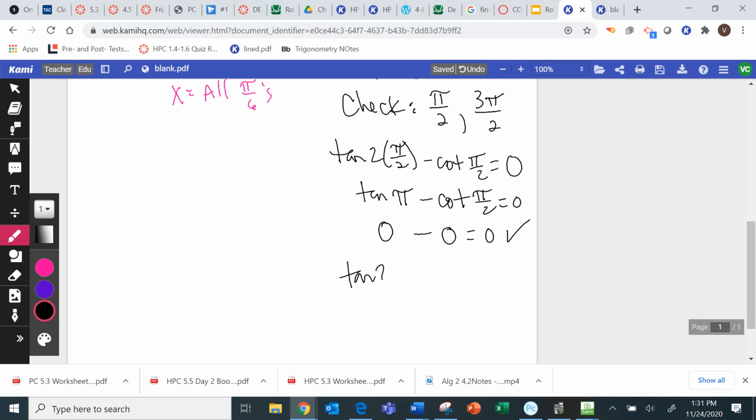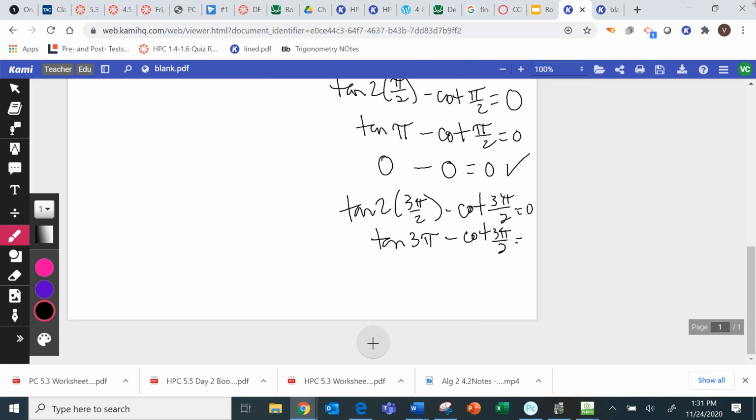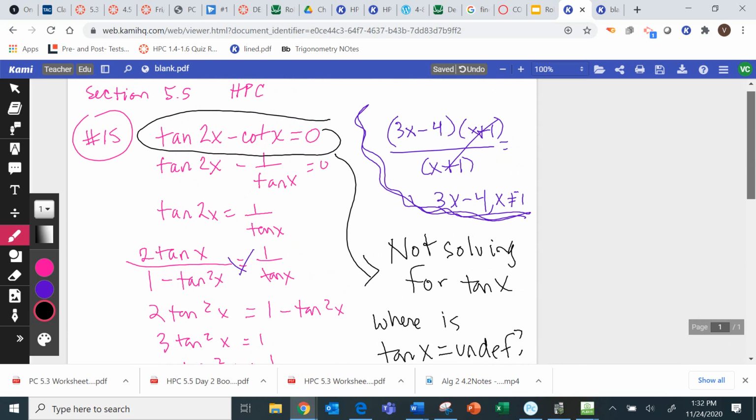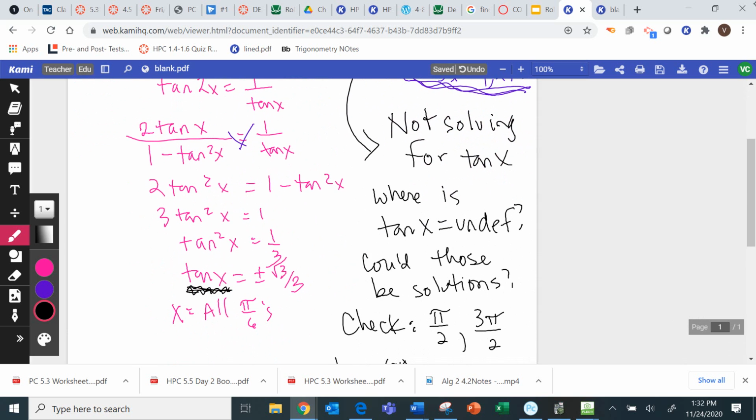So tangent 2 times 3 pi over 2 minus cotangent 3 pi over 2, which would give me tangent of 3 pi. And what is the tangent at 3 pi? And the cotangent at 3 pi over 2, this one also works. So while I didn't solve for them, let's think about what was undefined in what I did solve for, and double check that those are also not answers.